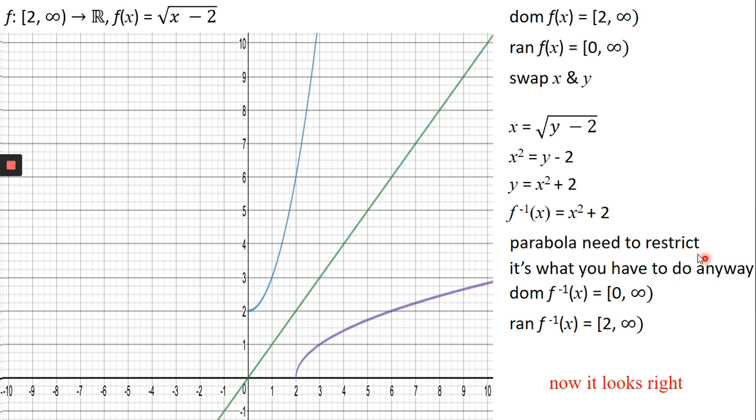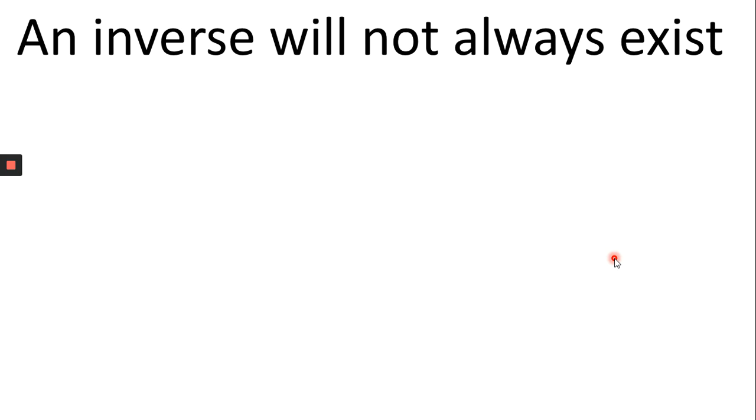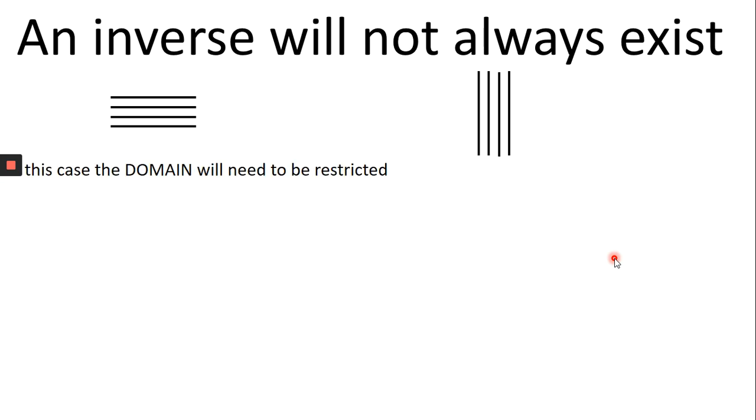So what we've done is we've restricted the function so that we can have an inverse. So there's going to be a few questions that are going to maybe trip you up like that. So an inverse function will not always exist. So here we think of that as the domain, that is the range. In this case, the domain will need to be restricted.